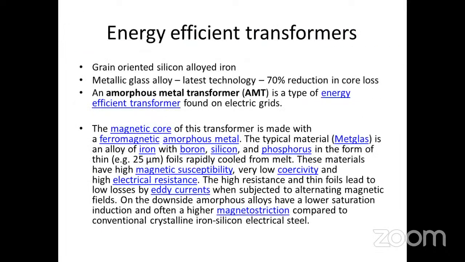Energy efficient transformers. What is that energy efficient transformer? 70% reduction in core loss. Because whatever may be the magnetic material, it is also a conductor. So whenever a magnetizing material is subject to varying load, varying current, once again.